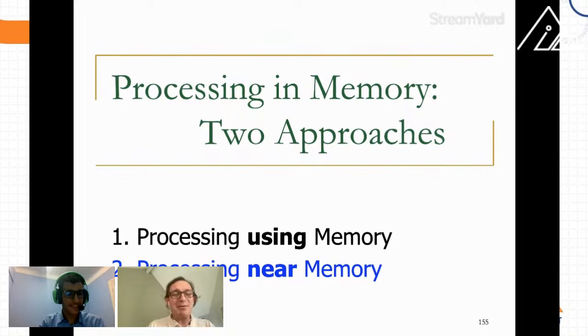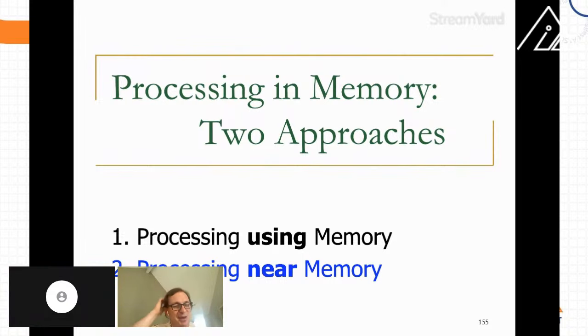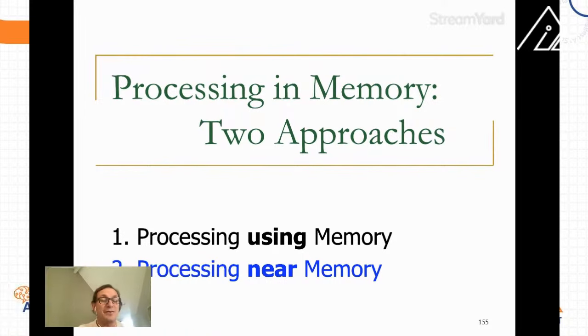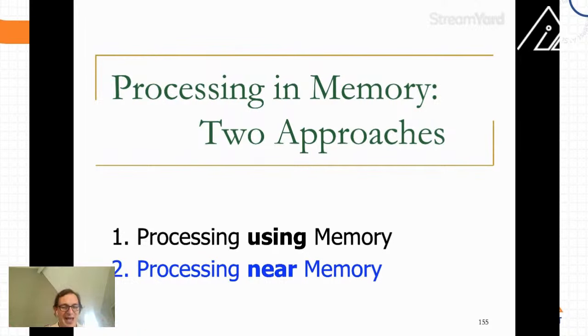Okay, now I'm going to switch gears. So I talked about processing using memory, which opens up a fundamentally different way of computation without adding logic to memory. Now we're going to talk about adding logic. If you add logic near memory, you can actually do anything, essentially. And this doesn't, in my opinion, require you to rethink a lot about how you do the computation, because it's computation as usual, except it's happening near memory.